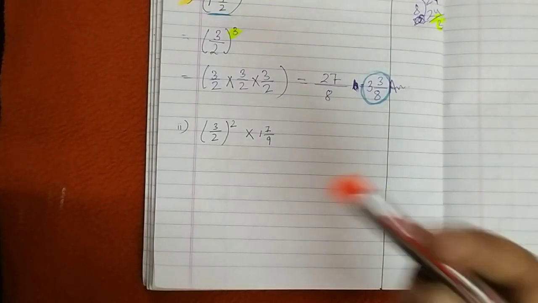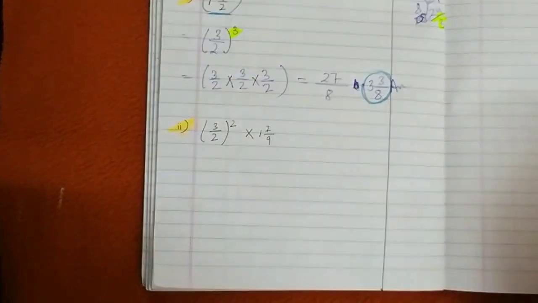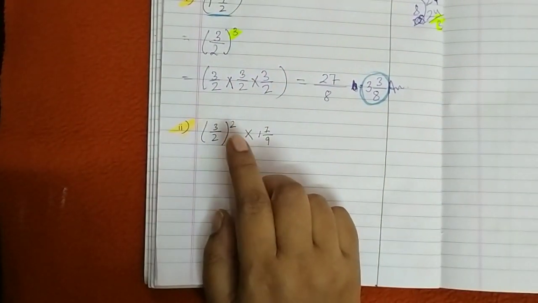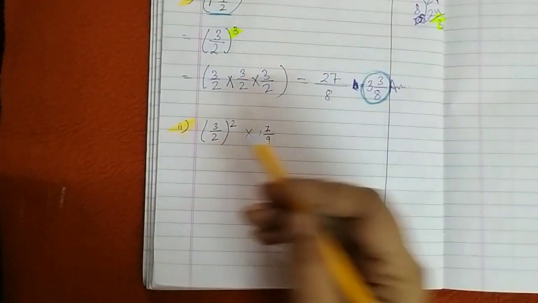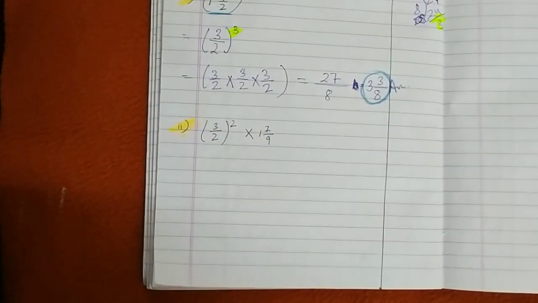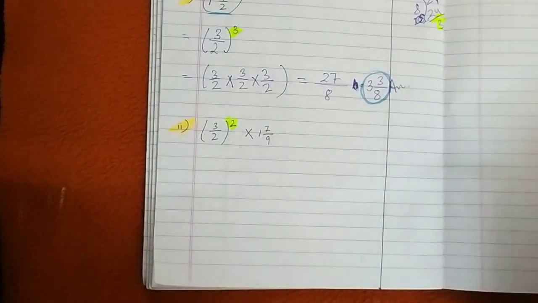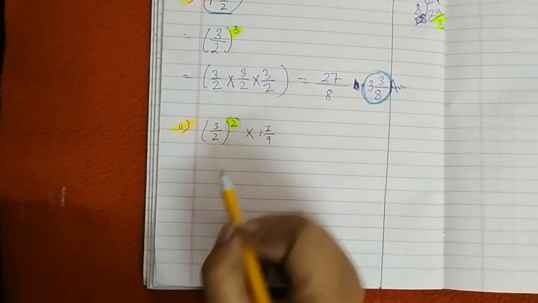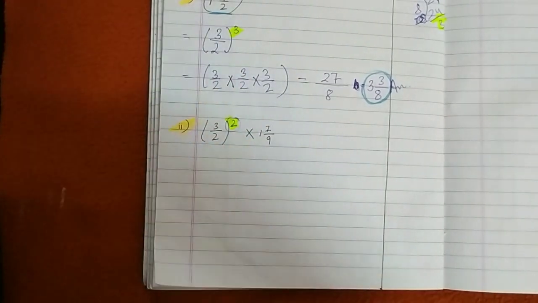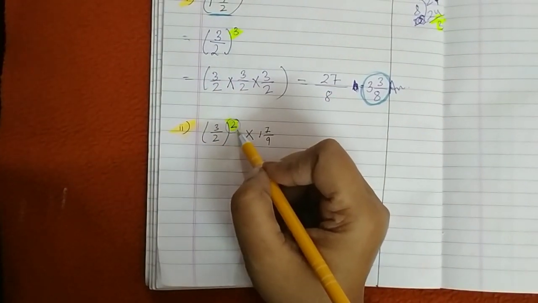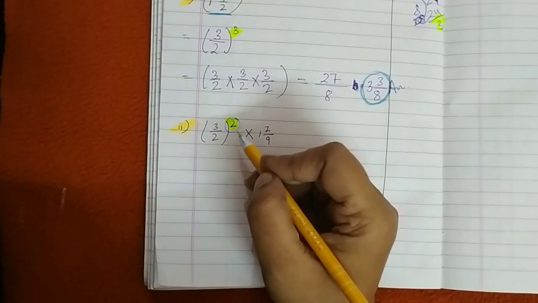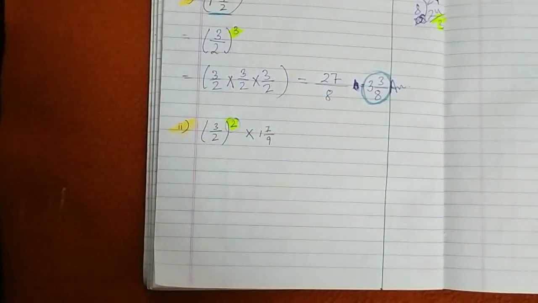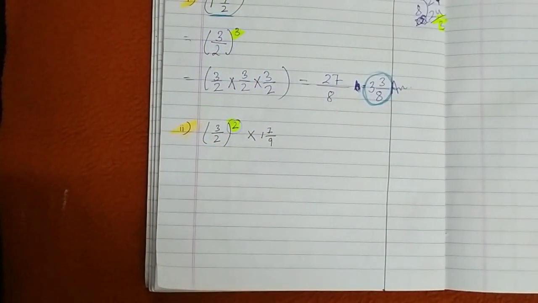Now children, let's take one more example. Here we can see 3 upon 2 raised to the power 2. This raised to the power 2 means we have to repeat this fraction this many times. If it is 5, we will repeat 5 times. If it is 3, we will repeat 3 times. If it is 7, we will repeat 7 times. If it is 8, we will repeat 8 times.